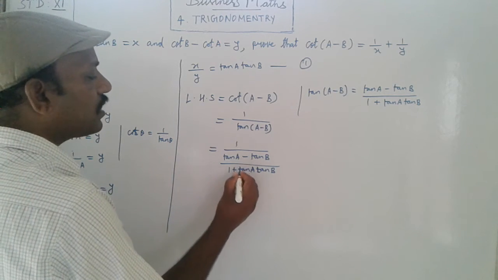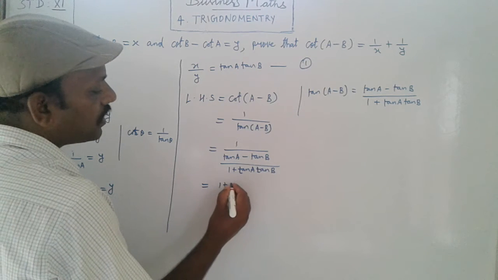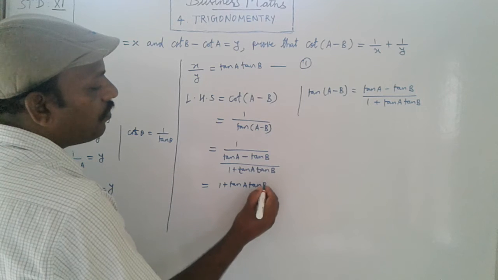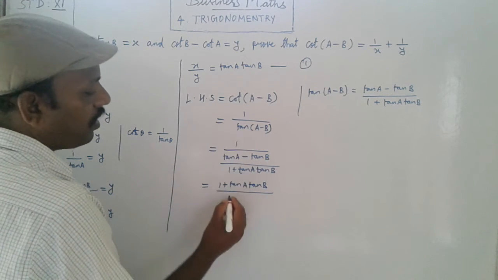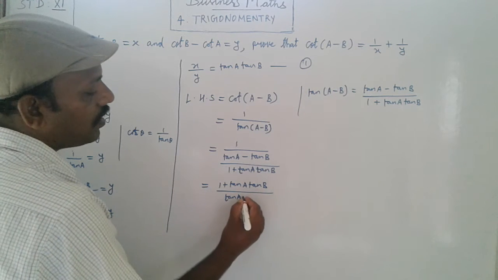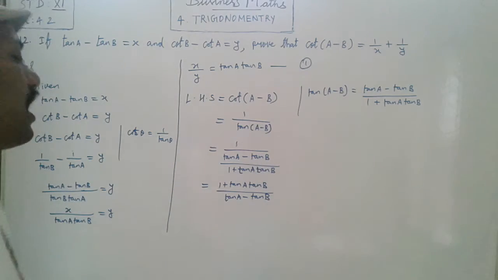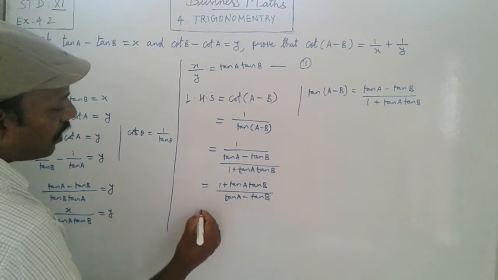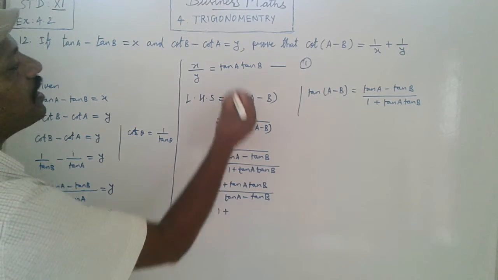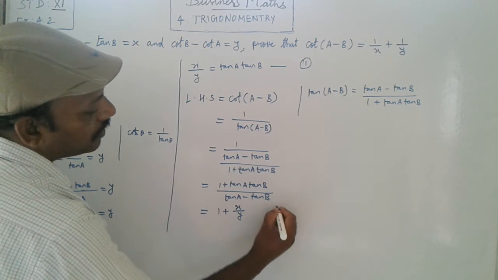We should take the reciprocal. So what is it? 1 plus tan A tan B divided by tan A minus tan B. We should substitute this value: 1 plus tan A tan B, its value is x by y.